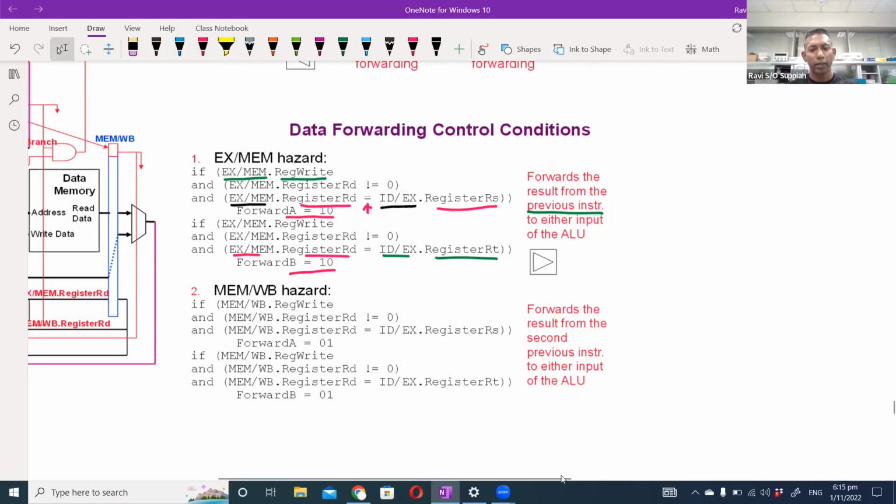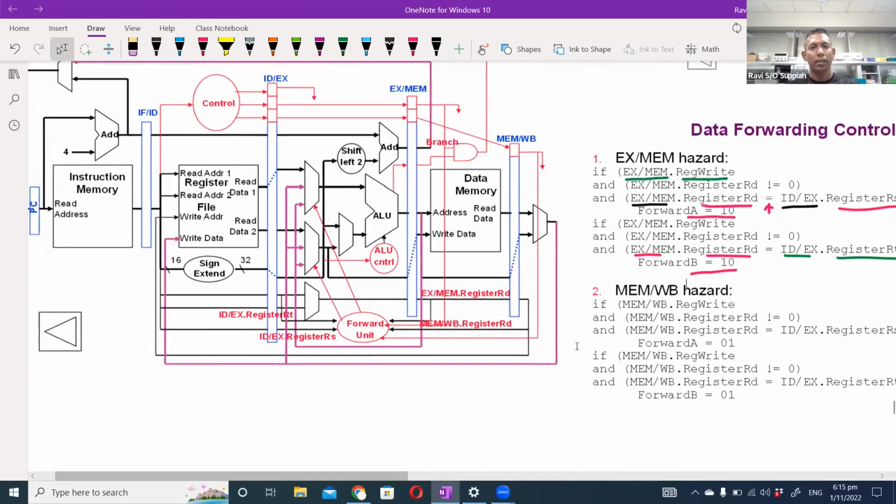So where are this forward A and forward B? Coming back here, there are actually additional multiplexers that I now add to the input of the ALU. If you remember, last time we didn't have all this. Your RS data from read data 1 goes straight to the ALU. Your RT goes to a multiplexer that just differentiates between the RT and the sign extended immediate. But now I have an additional multiplexer in front, and this multiplexer has 3 inputs: 0 0, 0 1, and 1 0. Same thing here.